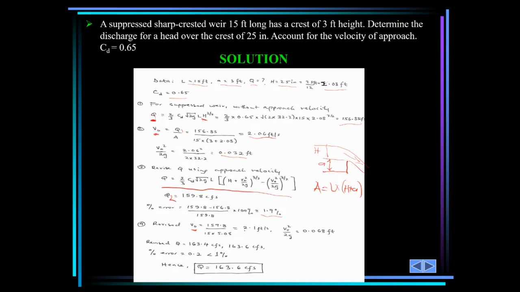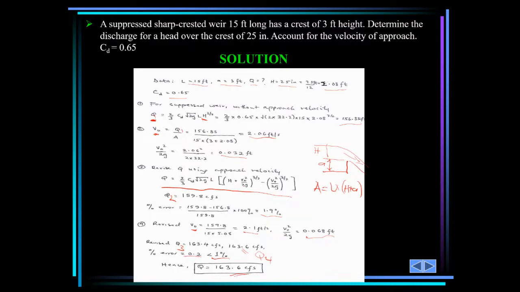And this is the new velocity, and this is the velocity head. So we now go back here and substitute to find Q3. This is Q3. Q3 is now 163, and this is Q4. This is 163.6. This was 163.4. And when you find the percentage error between Q3 and Q4, you realize it is 0.2%, which is less than 1%. And hence, we now use the last value, which is Q4. So this is now the flow rate.